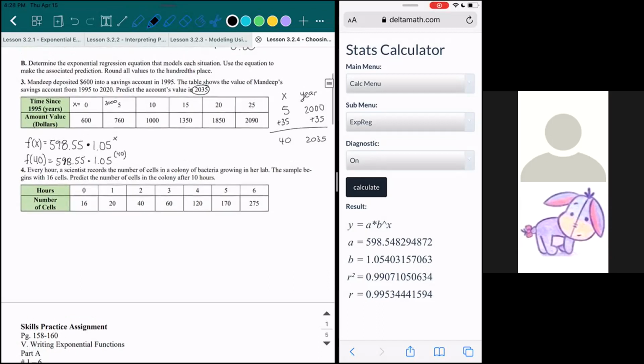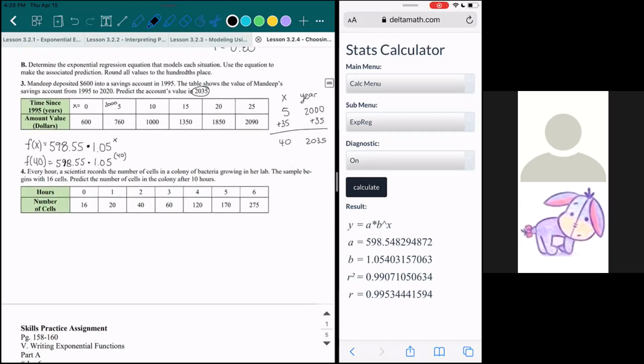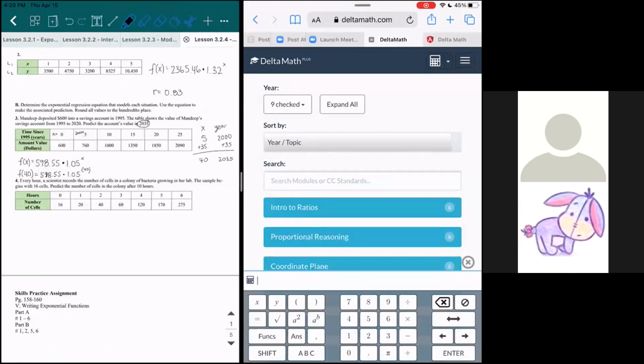So let me see if I could pull up a calculator on here. Okay, so as you can see, I just went up to Delta Math and I pulled up their calculator so you can see it on the bottom half of my right side of the screen. And all I'm going to enter in is this part that I'm underlining, okay? So 598 times 1.05 raised to the power of 40.